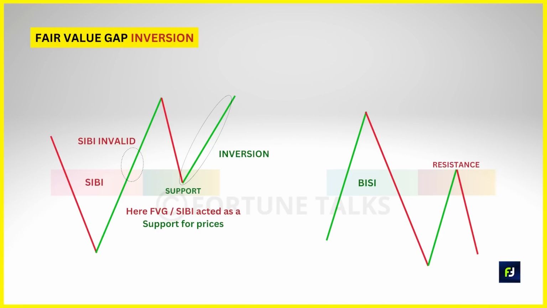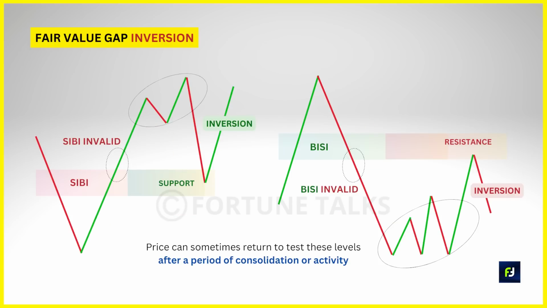What this means is that I would expect price to return back to this old SIBI to use it as support and move away. Similarly, price could return back to an old BISI to use it as a resistance and then move lower. Another thing to note is that this does not have to happen back to back, meaning that this can occur later on after a period of consolidation. Let's look at some examples to clear things up.